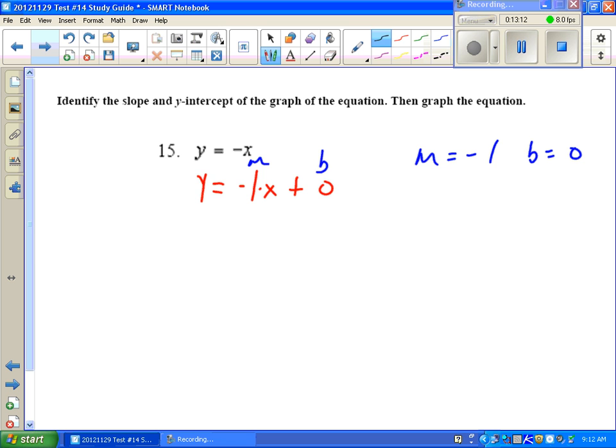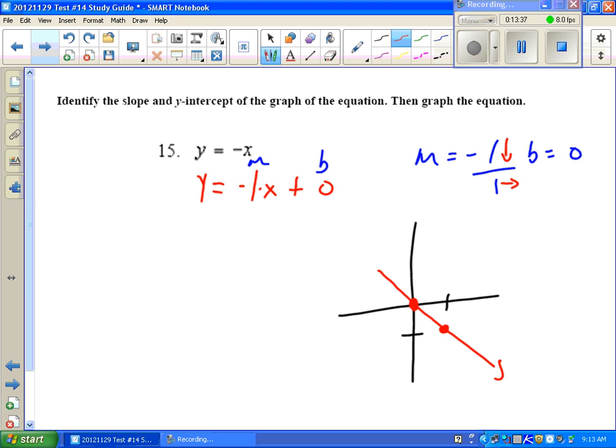Okay, so then you graph it. You're going to begin at 0, so you begin at the origin. Your slope tells you negative 1, which is negative 1 over 1. That tells you to go down 1 and to the right 1. So we go down 1 and over 1 to the right for your second point. That's your graph.